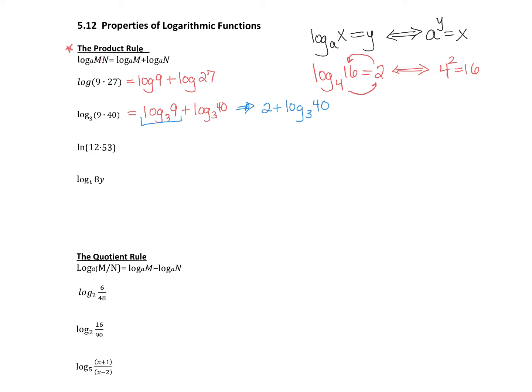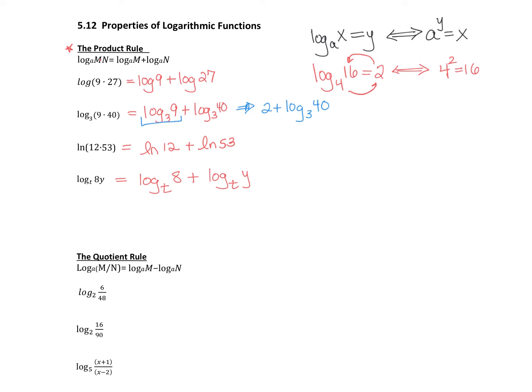For a natural log, it works exactly the same. The base is e. This would be the natural log of 12 plus the natural log of 53. And similarly, we can do this with variables. Log base t of 8 plus log base t of y. So that's the first rule.